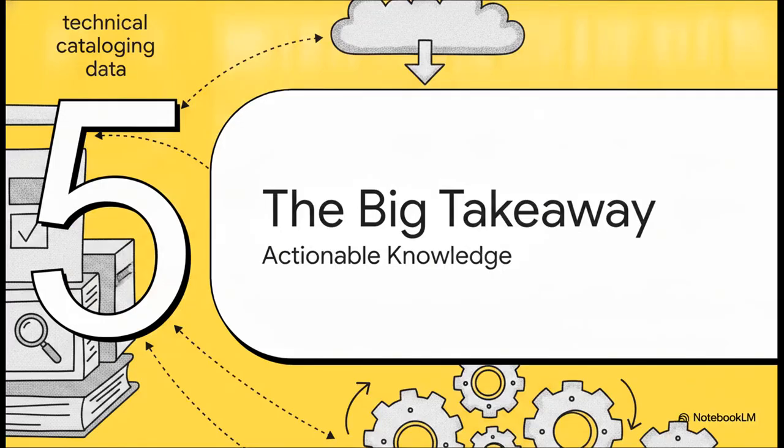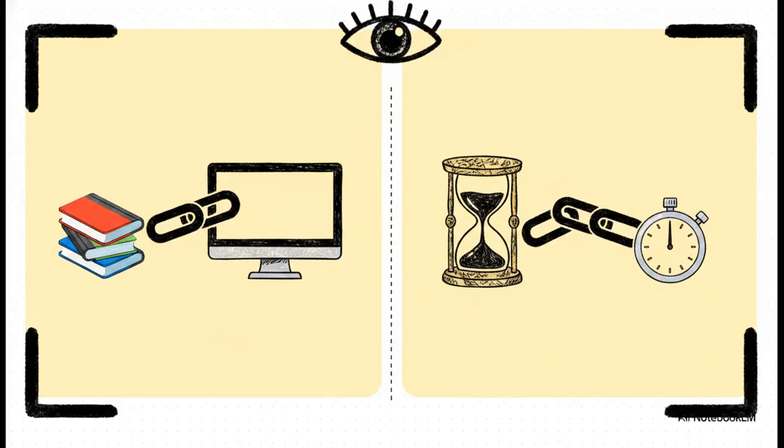Section 5, the big takeaway, actionable knowledge. All right, we have covered a whole lot of technical cataloging data, so let's simplify everything down into what you actually need to know moving forward. If you remember absolutely nothing else from this explainer, I want you to burn this single concept into your memory. It's all about how these cluster identifiers function.